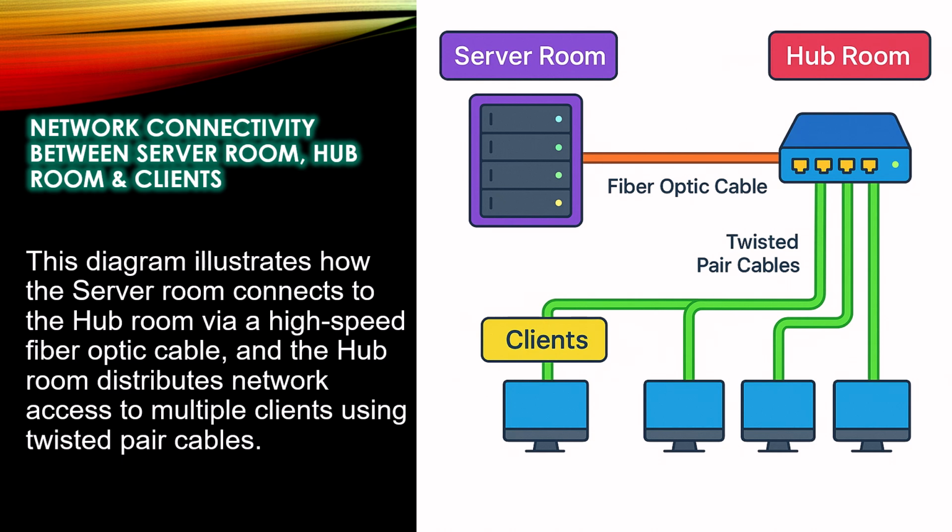Now look at this diagram. This diagram illustrates how the server room connects to the hub room via a high-speed fiber optic cable, and the hub room distributes network access to multiple clients using twisted pair cable.